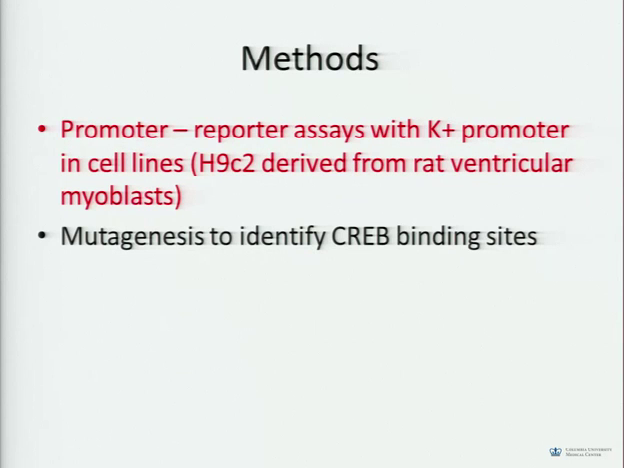So I have focused on two methods in particular. I'm doing promoter-reporter assays using the potassium promoter in cell lines. I'm using H9C2 cells, which are rat ventricular myoblasts. And I'm also doing mutagenesis experiments to identify the sites, the Cree sites, of exactly where the Krebs binds in the promoter region of these potassium channels.